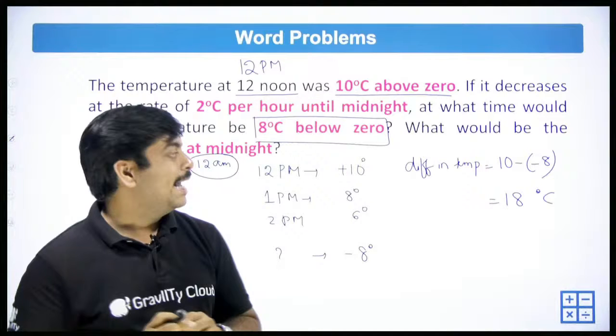It takes 9 hours, starting from 12 p.m. To 1 p.m. is 1 hour, to 2 p.m. is 2 hours, to 3 p.m. is 3 hours, and so on to 9. This is 9 hours. It decreases by 18 from plus 10, so it will reach minus 8 degrees. Minus 8 degrees, correct? At 9 p.m., the temperature will be minus 8.